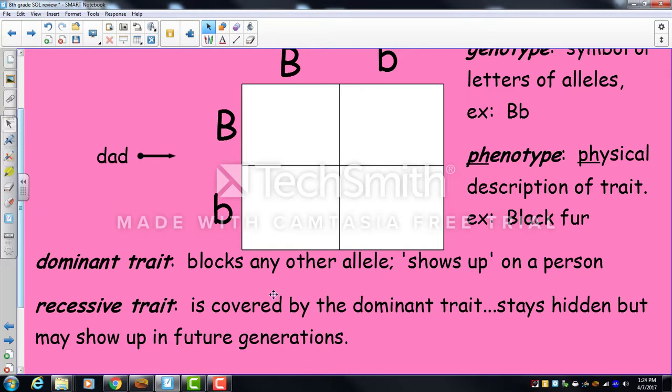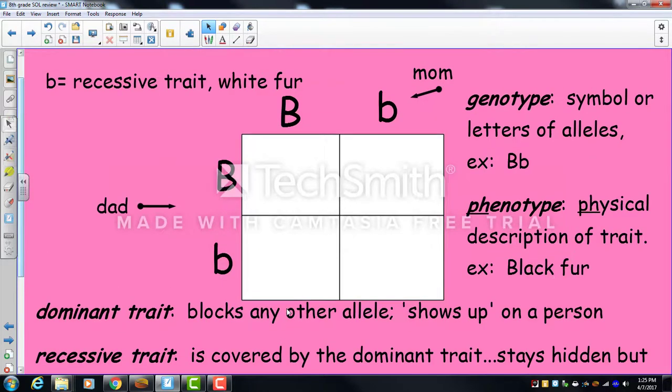Recessive traits are covered up by the dominant trait and they will stay hidden. But you could still be carrying a recessive trait in your DNA. It's just hidden there. But you may have the ability to pass on that recessive trait to your future offspring. So it's very possible, for example, to have two brown-eyed parents and end up with a blue-eyed baby. It's because both parents were carrying that recessive trait, but it just didn't show up on them. All right, so dominant traits block recessive traits. The only way to have a recessive trait show up is if you don't have a dominant allele present, okay?